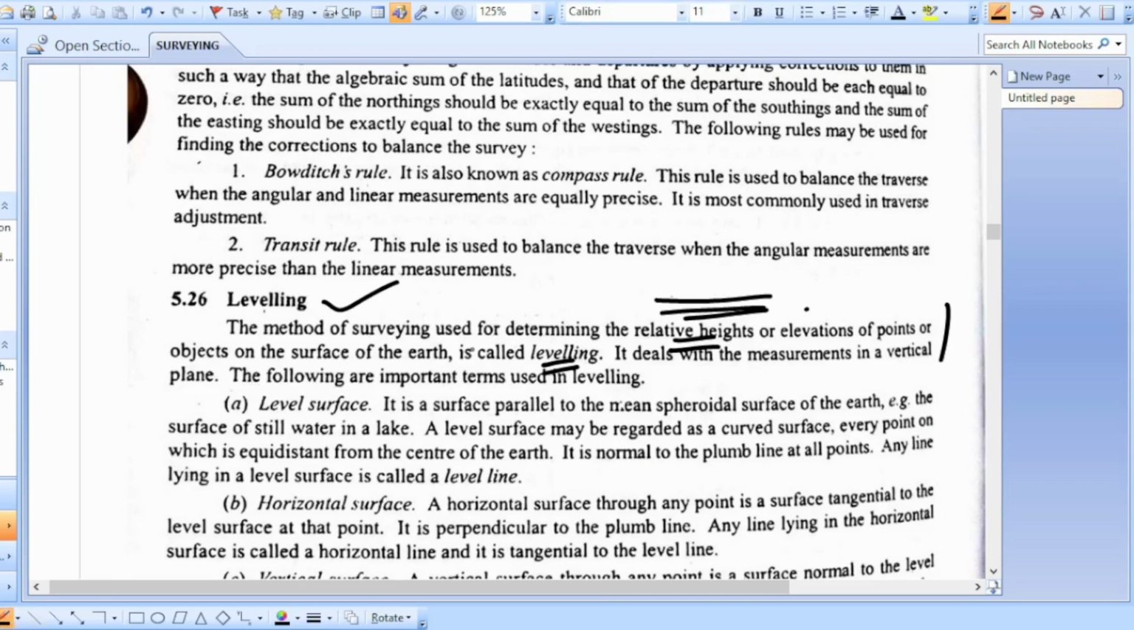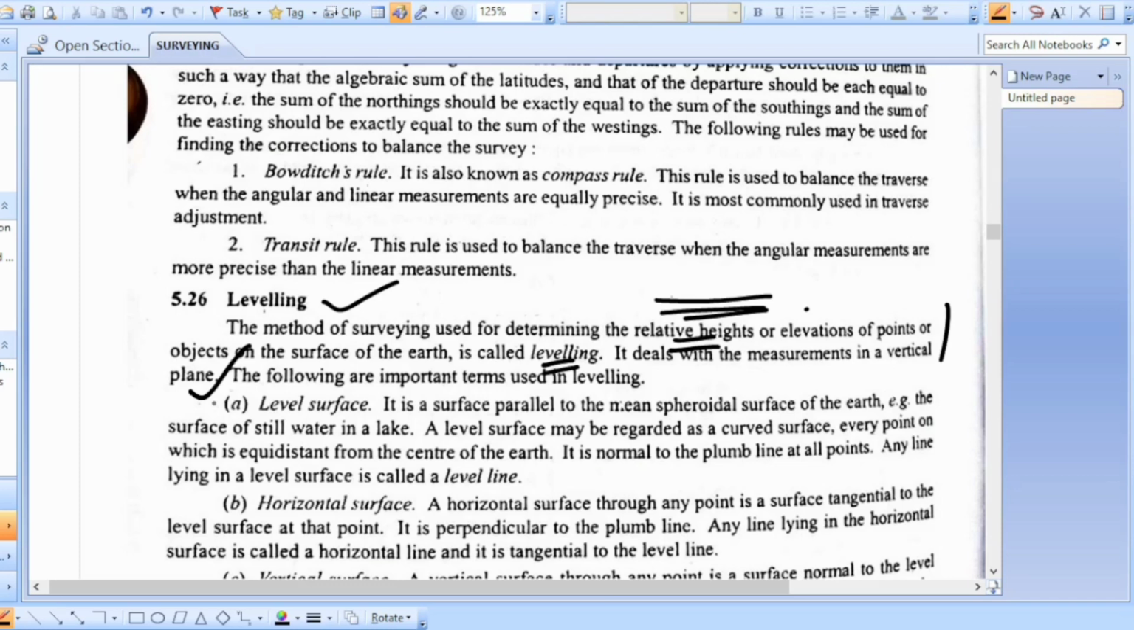The method of surveying used for determining the relative height or elevations of a point or objects on the surface of the earth is called leveling. It deals with the measurements in a vertical plane. The following are important terms used in leveling.